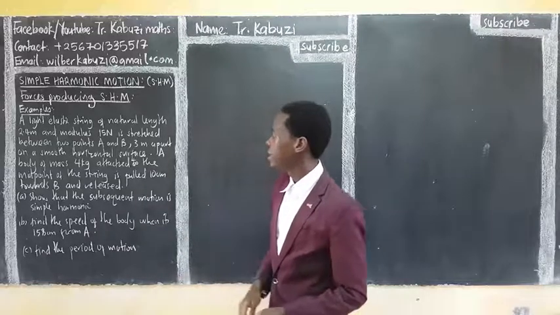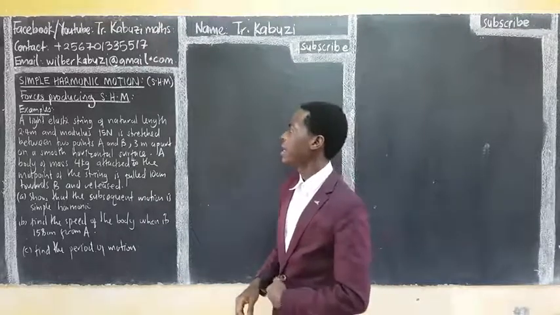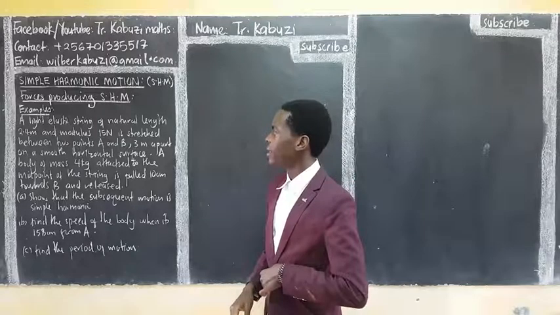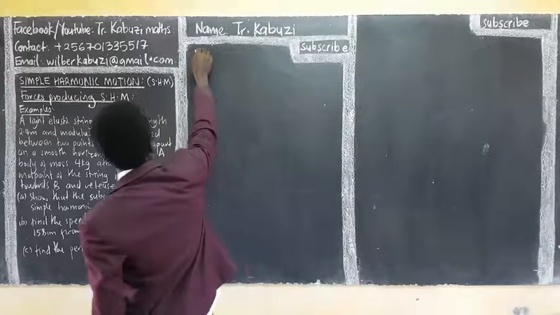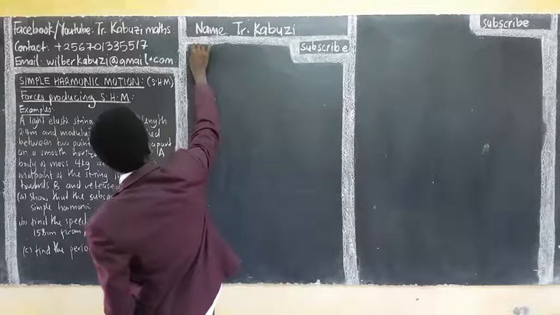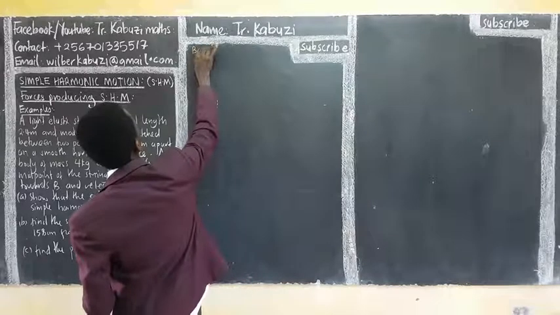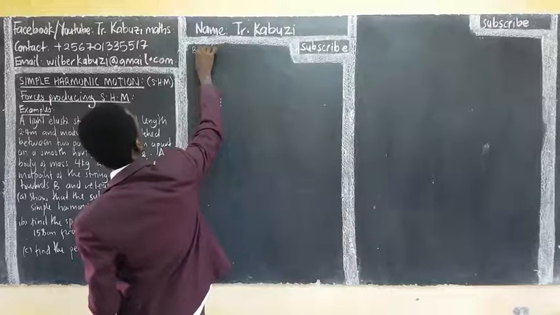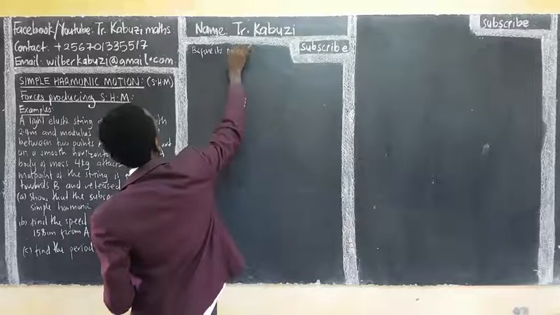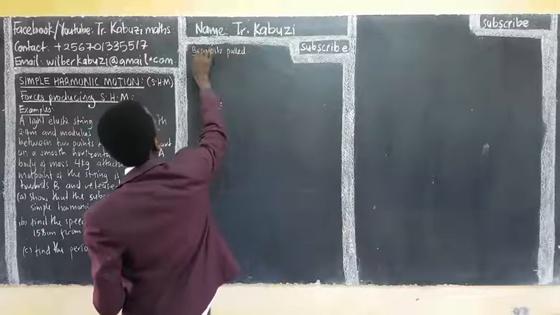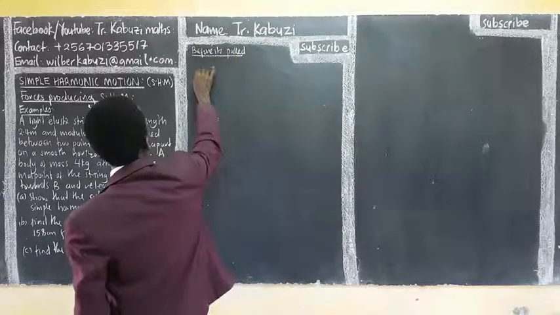It is pulled 10 centimeters towards B and then released. So let us first see the case before it is pulled. So case 1, before it's pulled, this is the case we have.